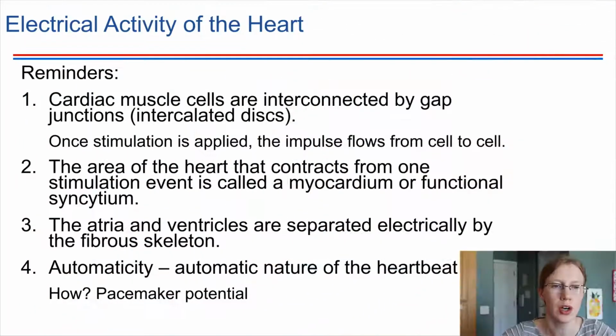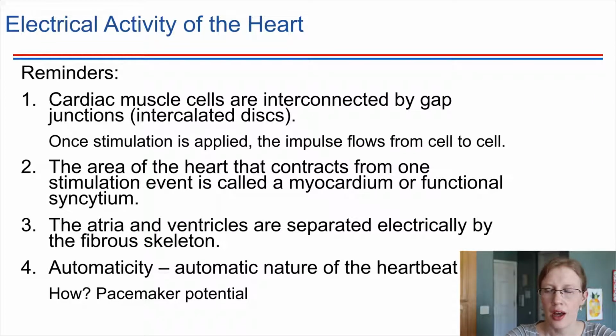Number 1, cardiac muscle cells are connected by intercalated discs. Those are gap junctions that provide a direct connection between cells. So if there's ion flow going on in one cell, that ion flow is able to transmit directly into the adjacent cell due to these special types of connections in cardiac muscle cells.